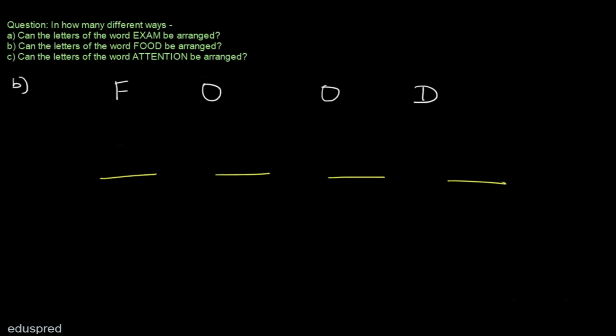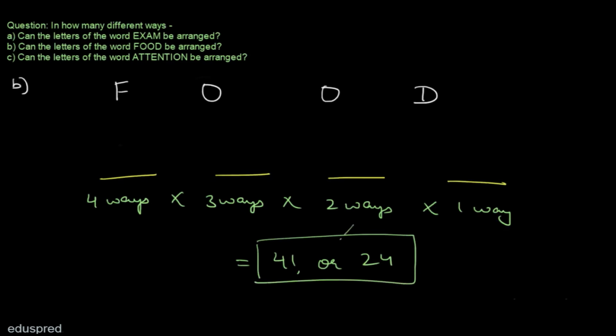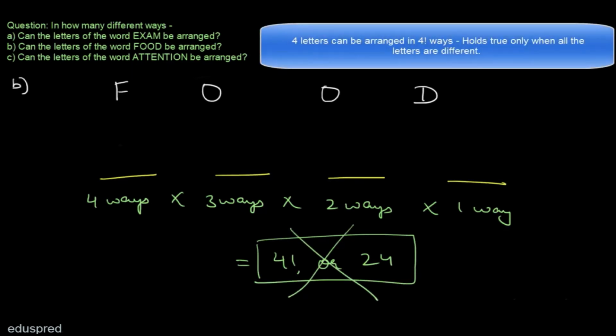Now the question is, can we solve this question just like we solved part A? Well, let's see. So that means, can we say that the first slot can be filled in 4 ways here, and the second slot can be filled in 3 ways, the third slot can be filled in 2 ways, and the fourth slot can be filled in 1 way. So that means, can we say that the letters of the word food can be arranged in 4 factorial or 24 ways? Well, the answer is no. This is not right. Now let's have a look at the logic that why is this not right.